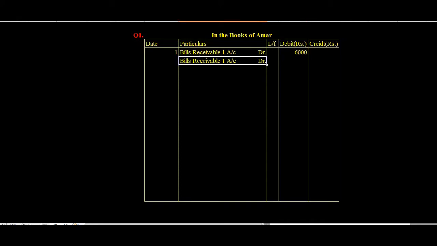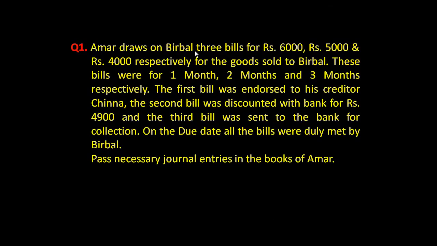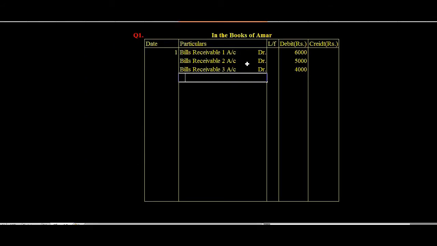Then we will have bills receivable 2 account which we need to debit. The amount of the bill is 5,000, and then we will have bills receivable 3 account that will be debited, and the amount of this bill is 4,000. Now we need to remember that all these 3 bills we are getting from Birbal. Therefore it will be to Birbal's account. Remember, for every personal account we use apostrophe S, and the total of debit should be equal to total of credit. Hence we have written 15,000.